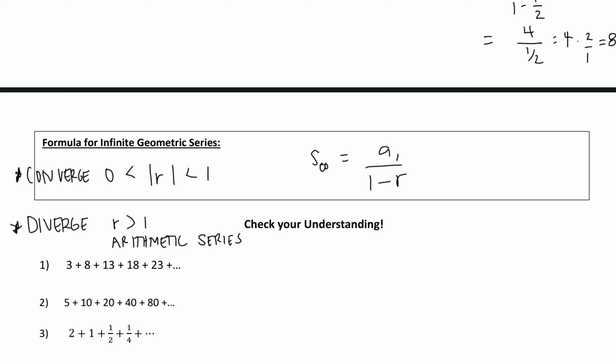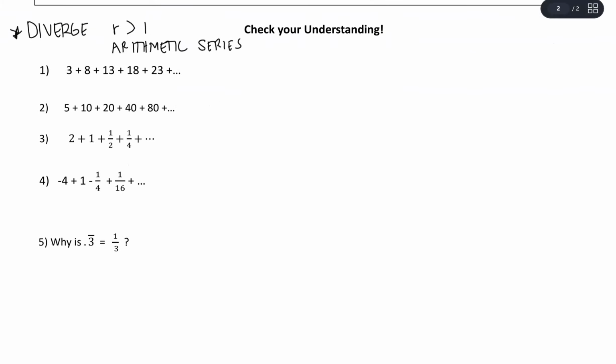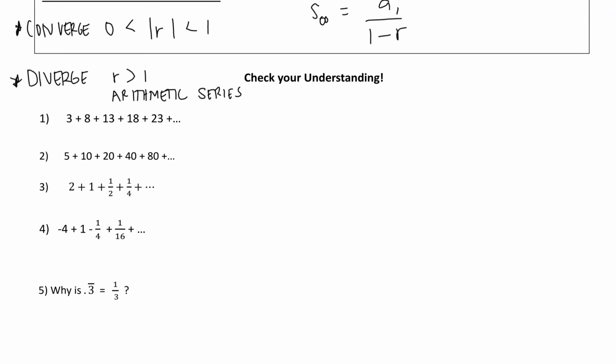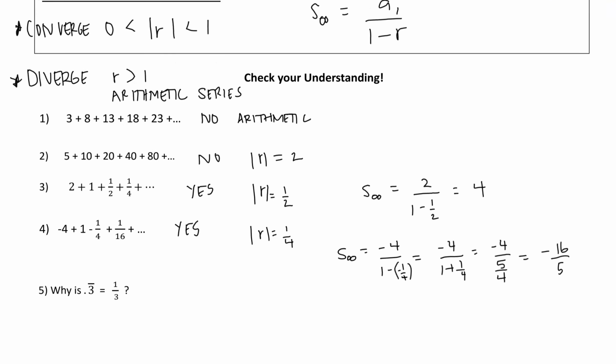All right, so take a second and try to answer these 5 questions for me. All right, let's check to see how we did. The first one, I can't calculate it because it is arithmetic, so it's increasing by 5 each time. The second one, I can't calculate it because it is geometric but has an r value of 2, which is greater than 1.